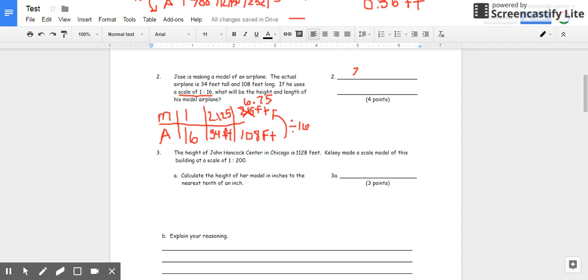So my two answers are 2.125, that's in feet, and my other number, my length, is 6.75 feet.